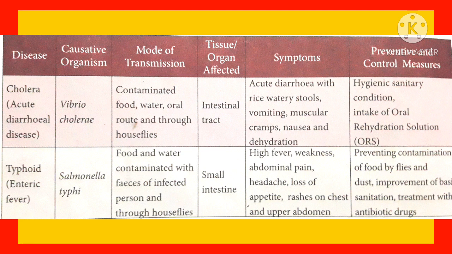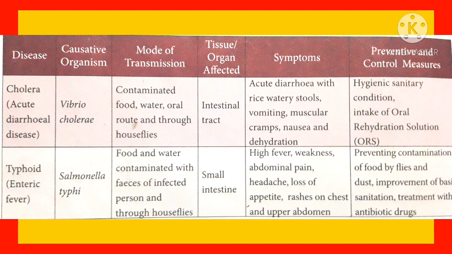Okay. Which organ will it affect? Small intestine. It will affect the organ small intestine. Symptoms: high fever, weakness, abdominal pain, headache, loss of appetite, rashes on chest and upper abdomen. Okay, so loss of appetite means not feeling hungry. So rashes on chest and upper abdomen means pain as well as swelling in the region.